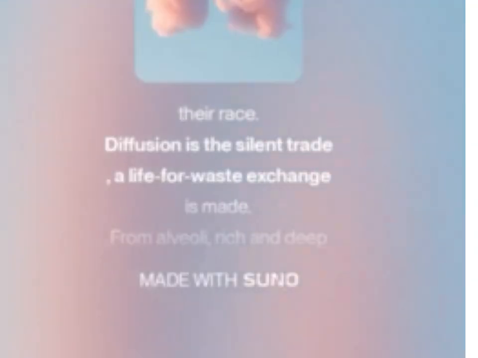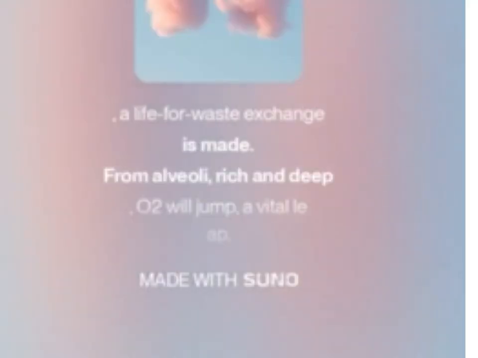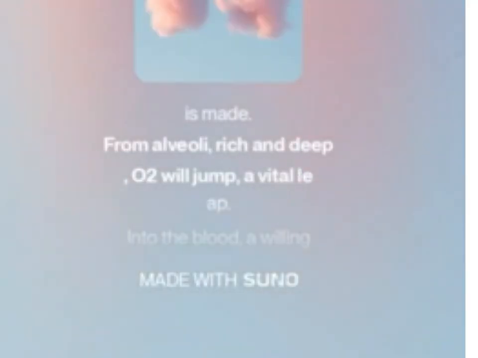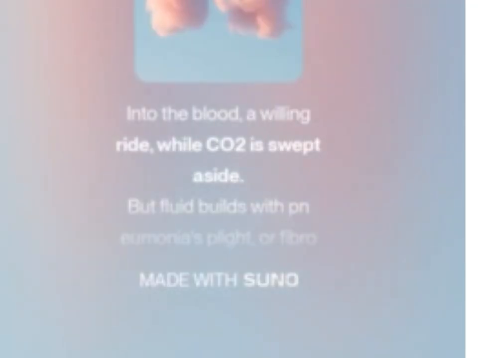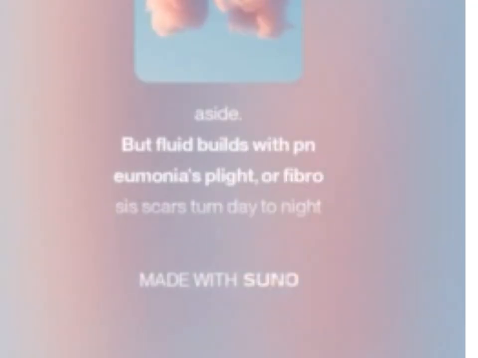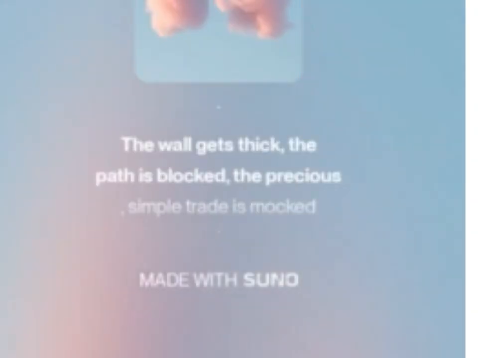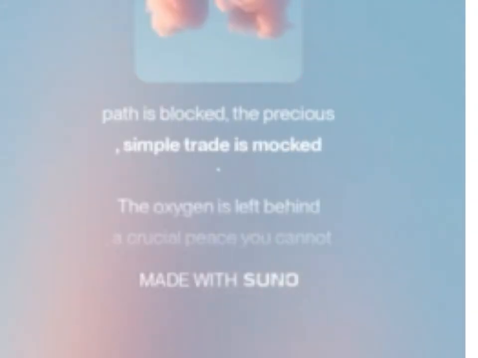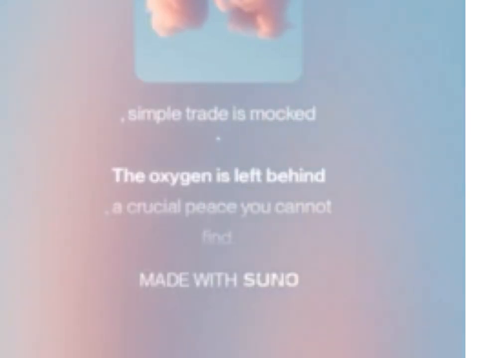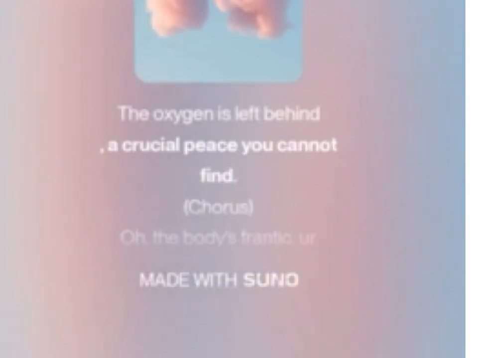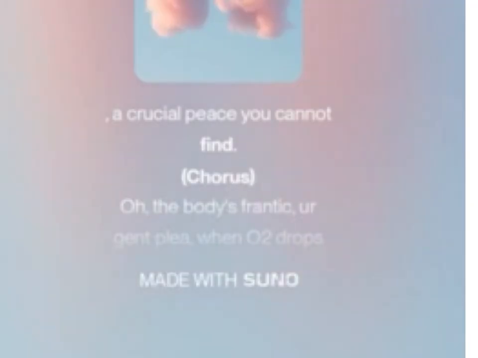Fast. Diffusion is the silent trade. A life for waste exchange is made from alveoli rich and deep. O2 will jump a vital leap into the blood, a willing ride, while CO2 is swept aside. But fluid builds, pneumonia's plight, or fibrosis scars turn day to night. The wall gets thick, the path is blocked. The precious simple trade is marked. The oxygen is left behind, a crucial piece you cannot find.